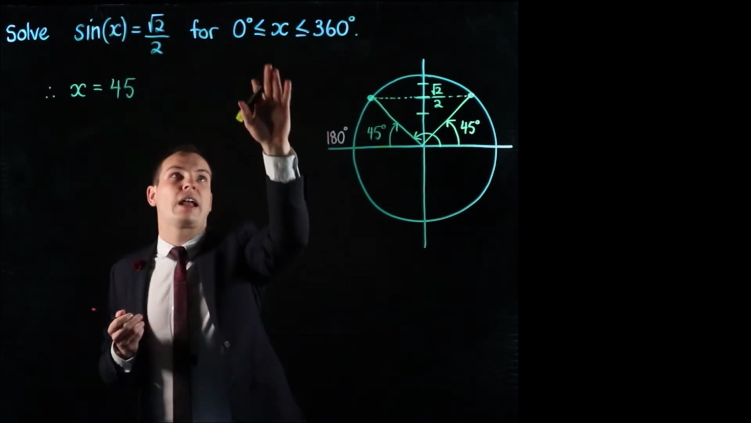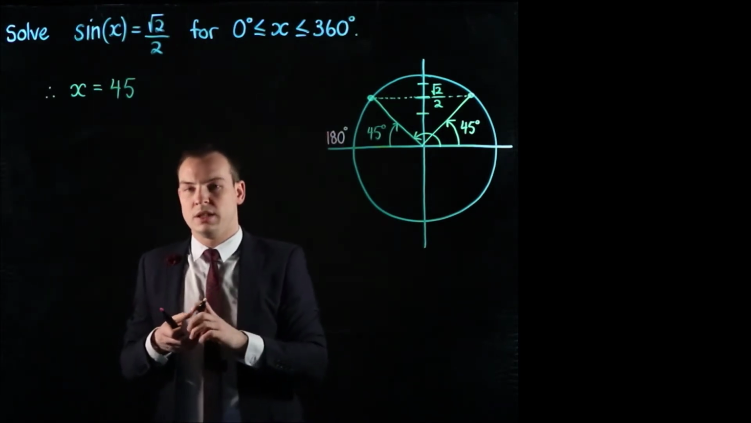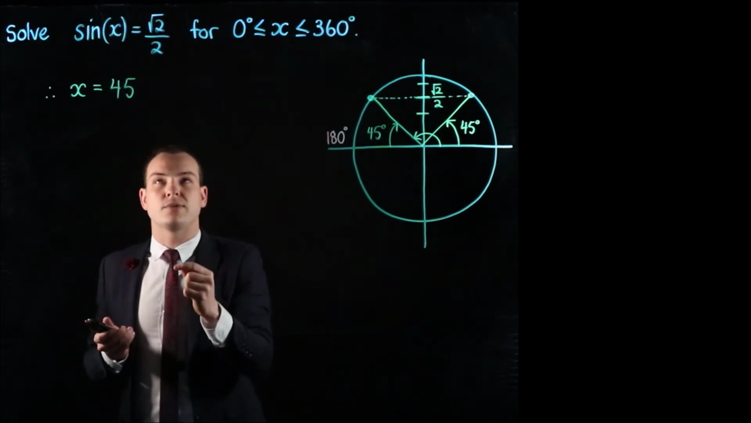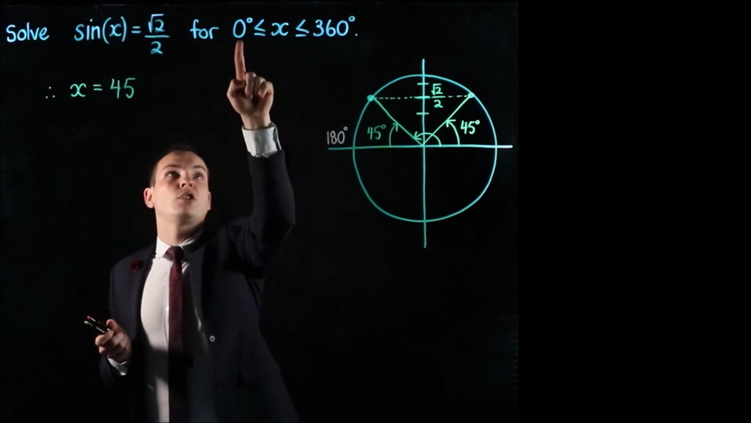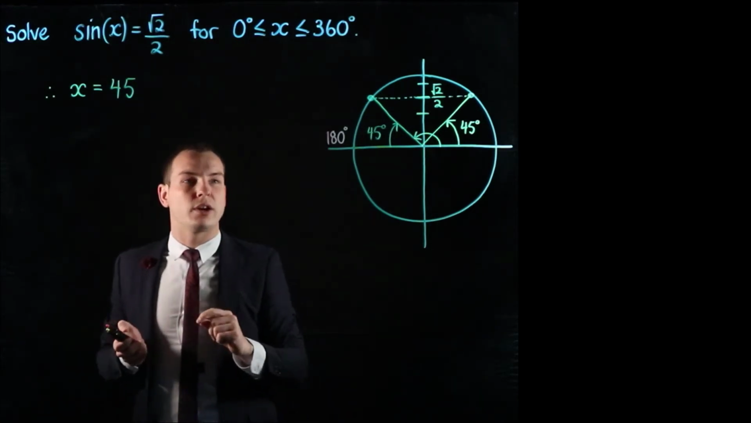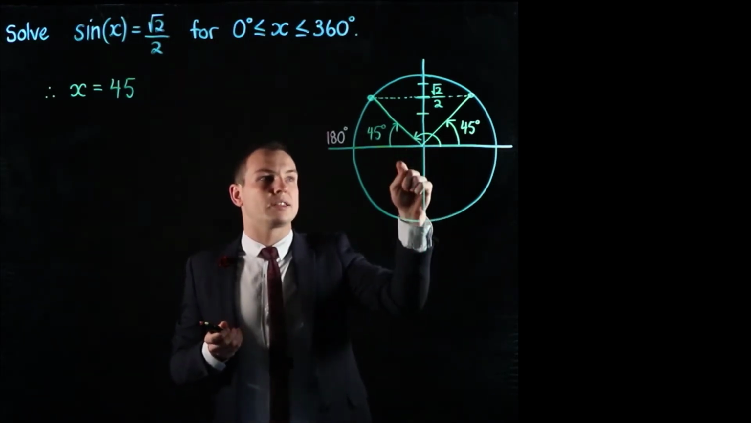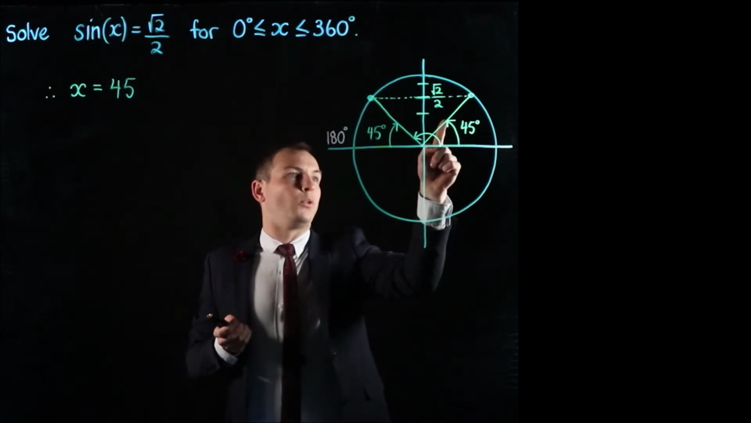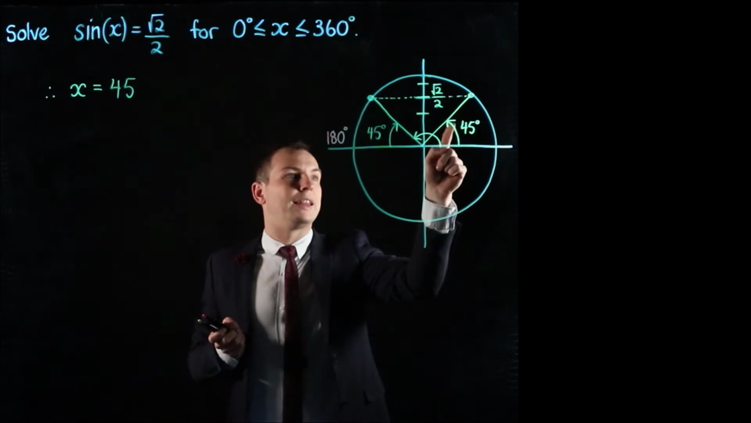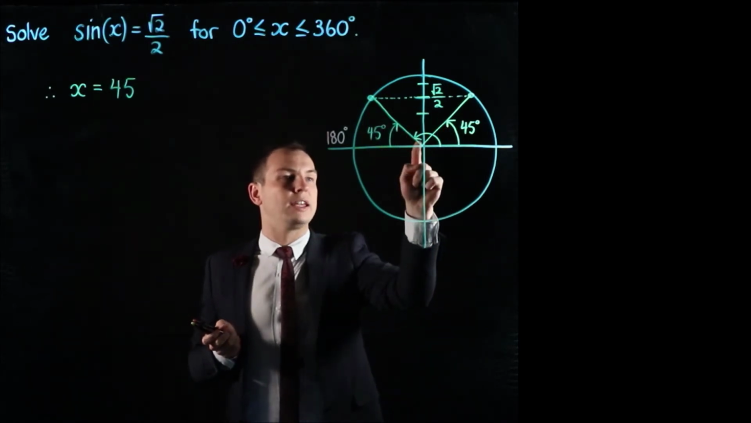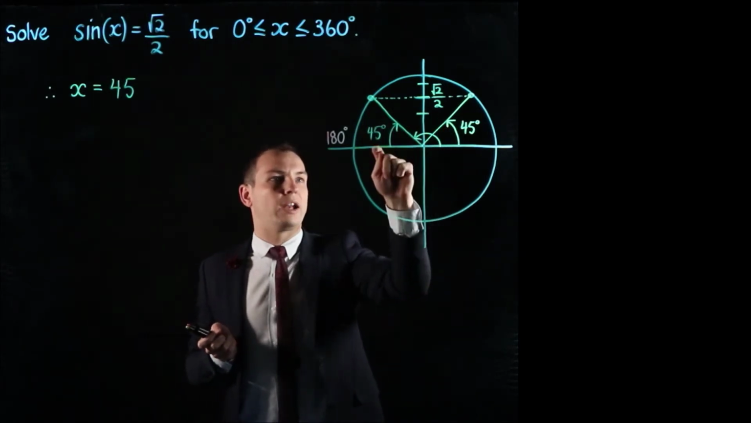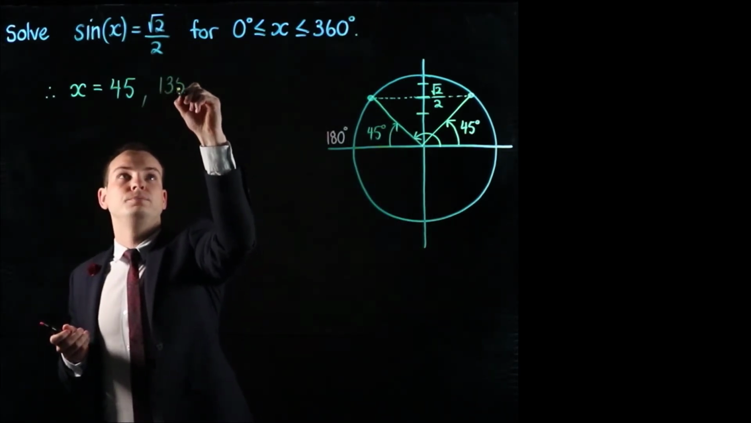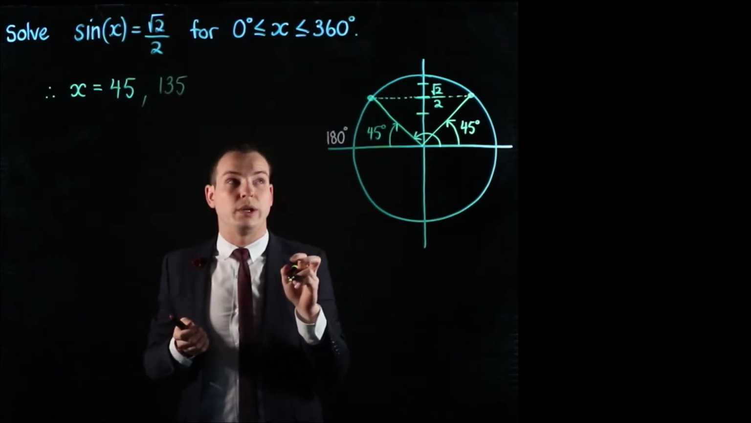Now we need to think about our domain in a little more detail. Because it's just sine of x, we know the period is 360 degrees for that function. We're allowed to go between 0 and 360 degrees, which means we're allowed to go once around this unit circle. If we start going around the unit circle at 45 degrees, we'll have a solution. The other point, the one over here, is 180 minus 45, which is 135. So that's the second solution we get.